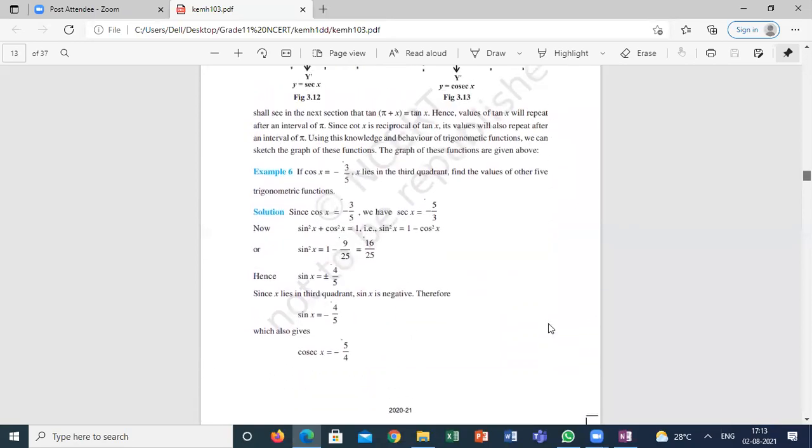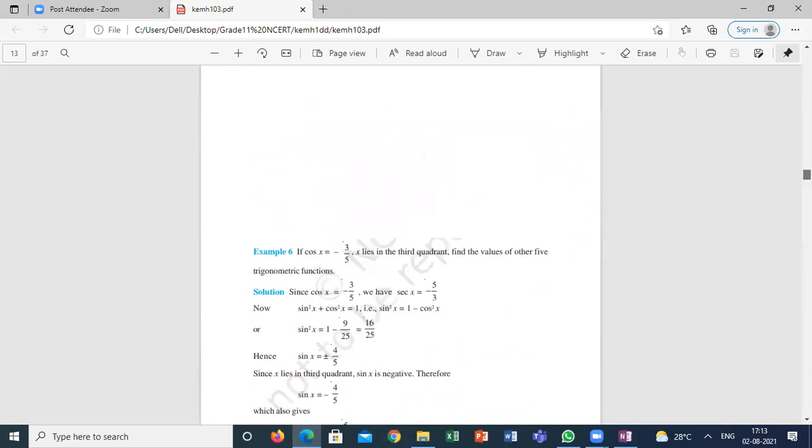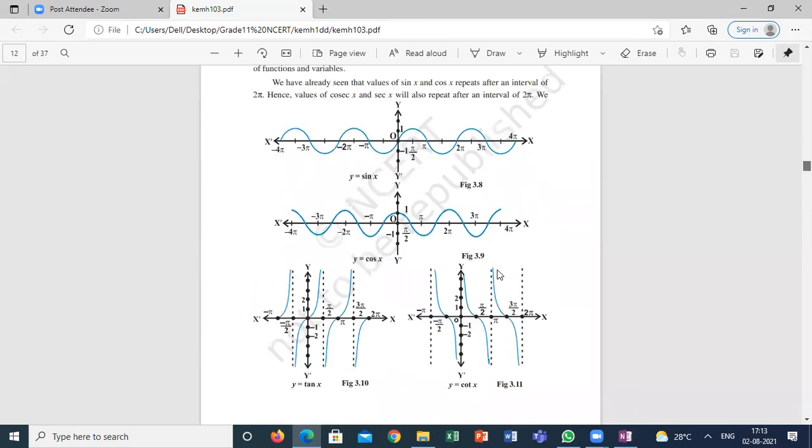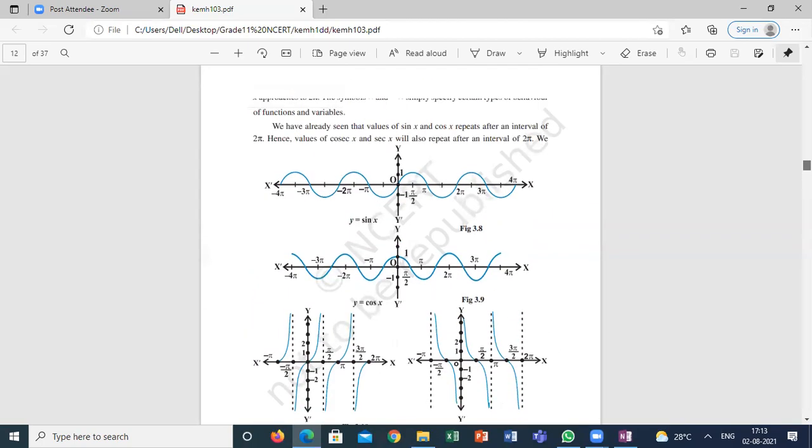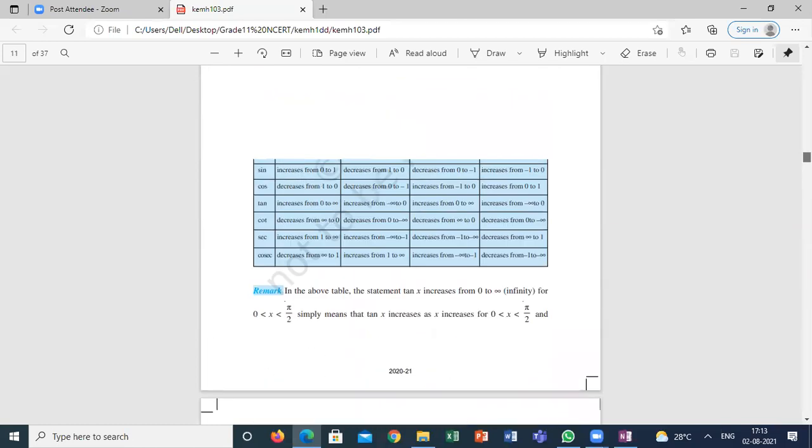2n plus 1 times pi by 2. Correct. All real numbers minus odd multiples of pi by 2, I can say odd integer multiples of pi by 2. Here it is given.